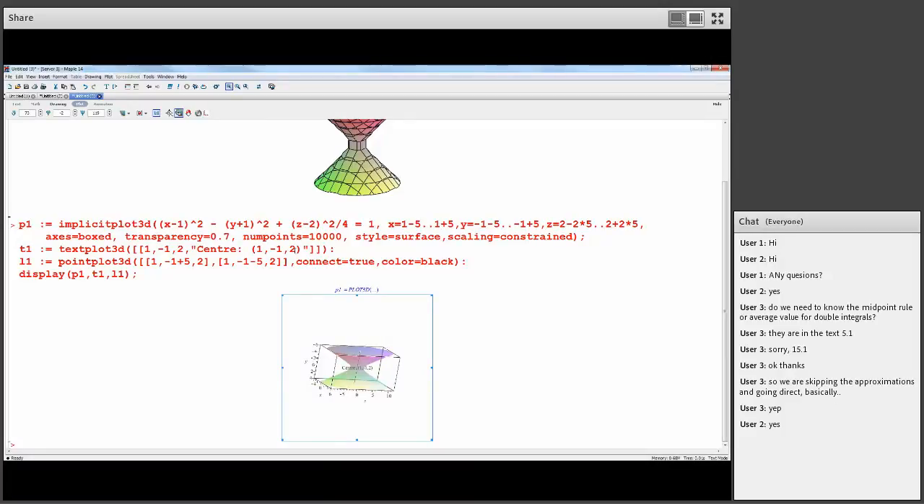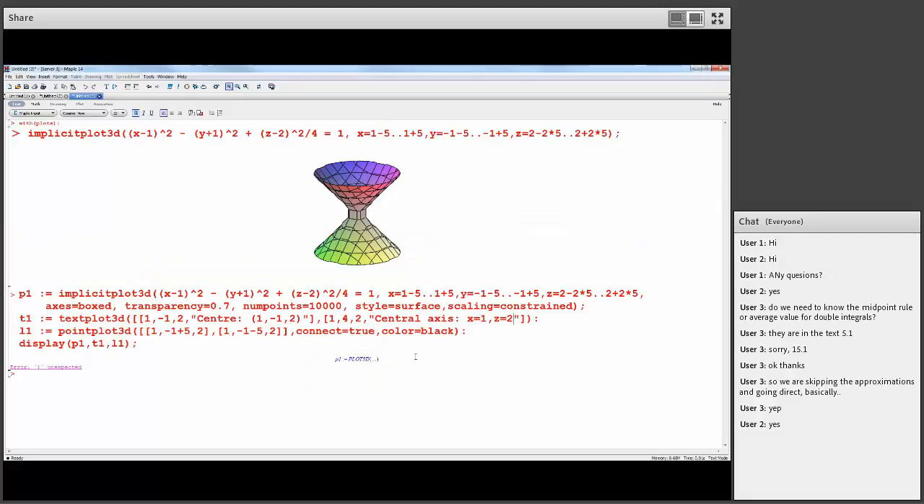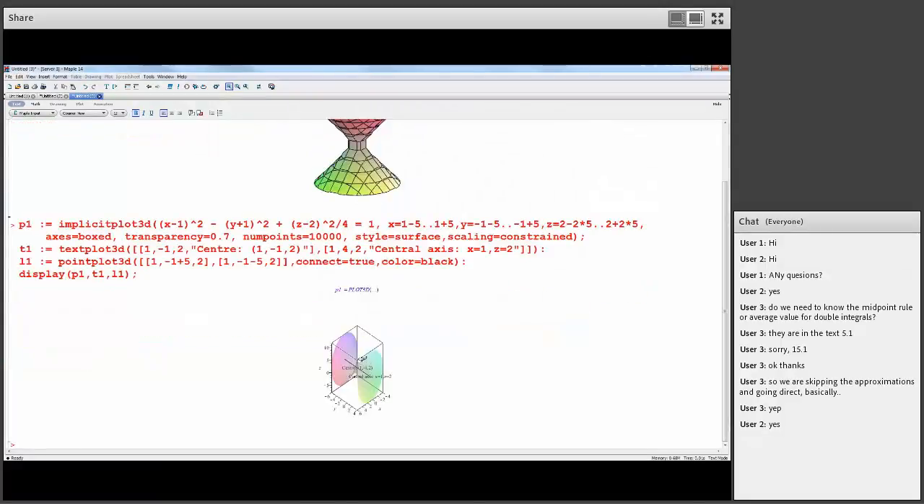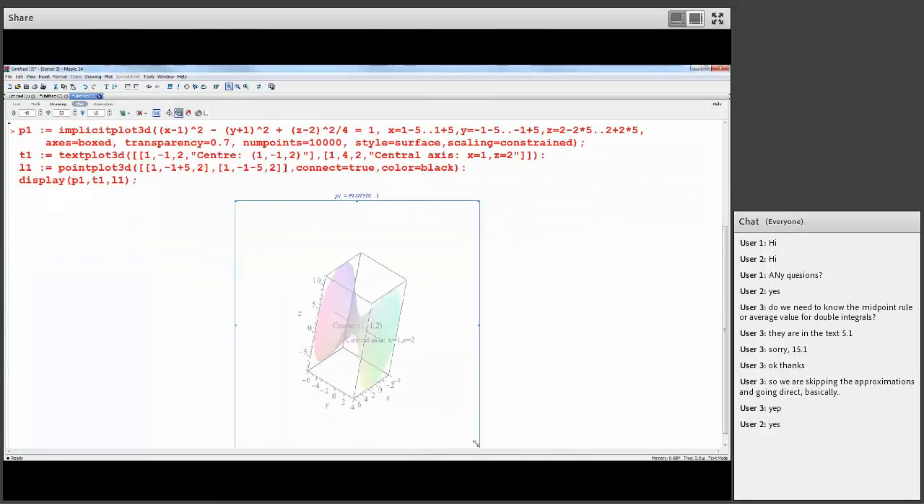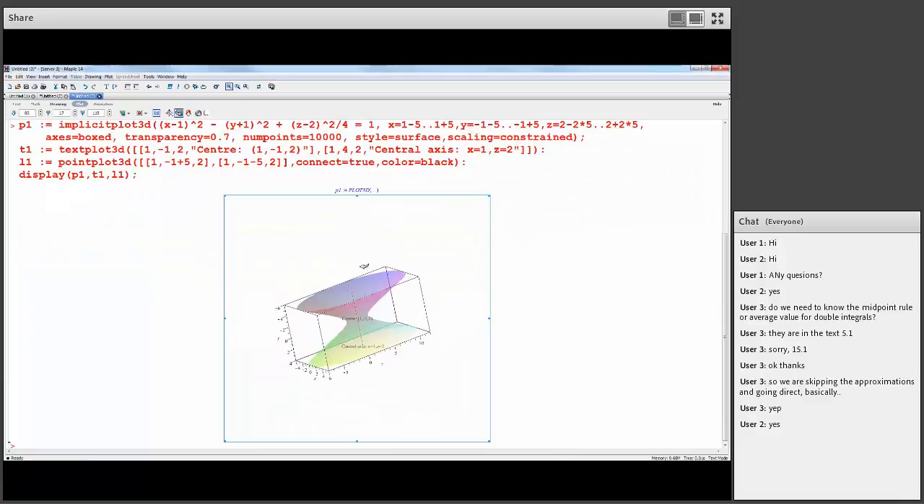And I could add an extra label. So I could just go, say, 1, 4, 2. I could put another one saying central axis X equals 1, Z equals 2 on there. Bit of an extra bracket to make it work. And then that's my picture. Let's make it bigger, a chance of seeing it. Spin it round to make it a bit easier to see.